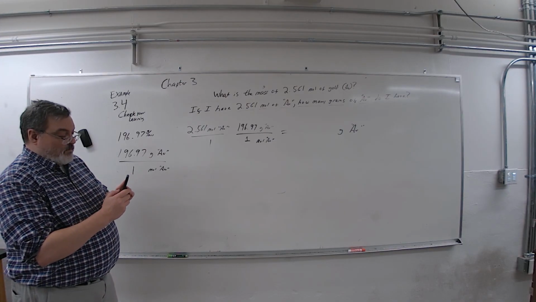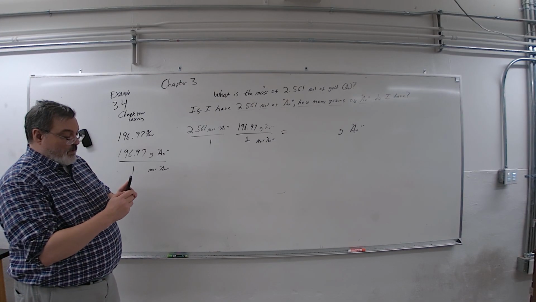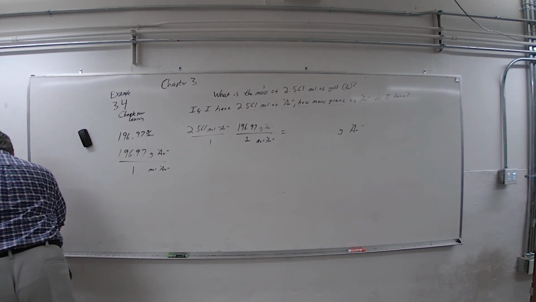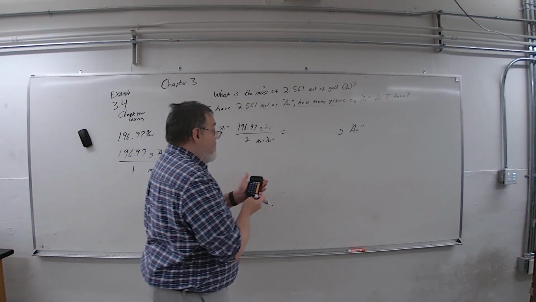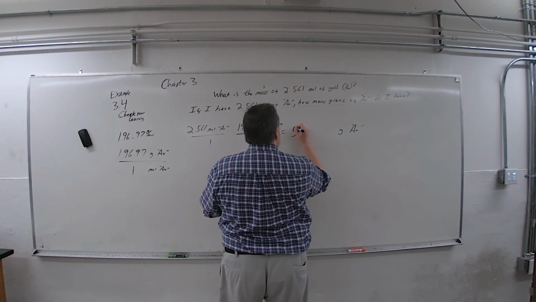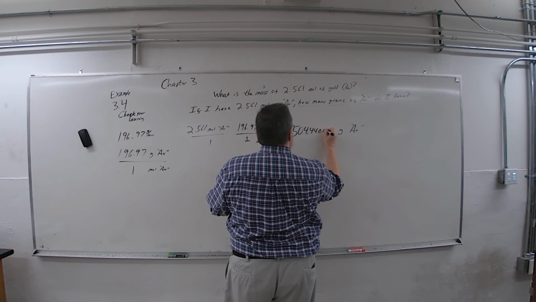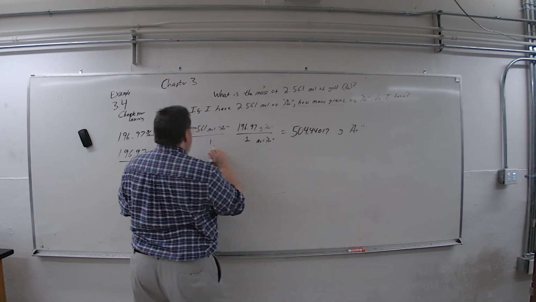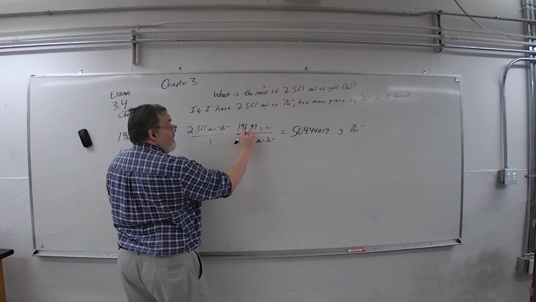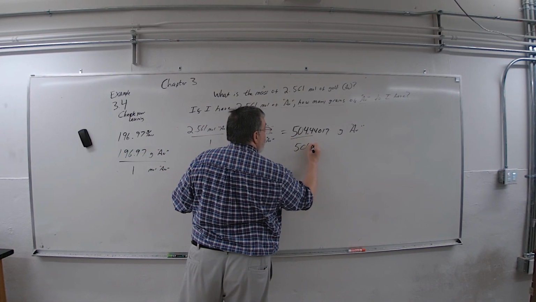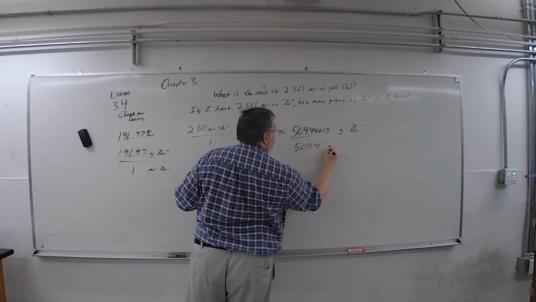561 times 196.97. Calculator says... stops there. I've got 4 here and 5 here, so I'm keeping 4. So I'm keeping 504.4 grams.